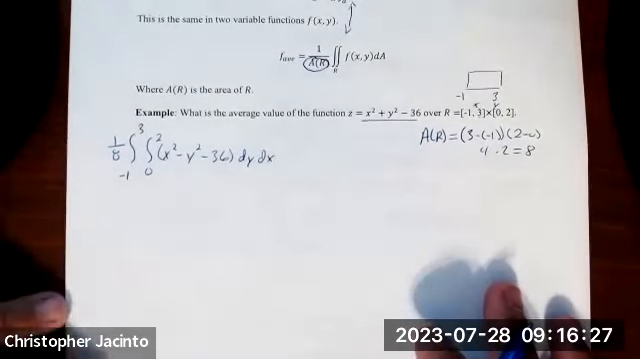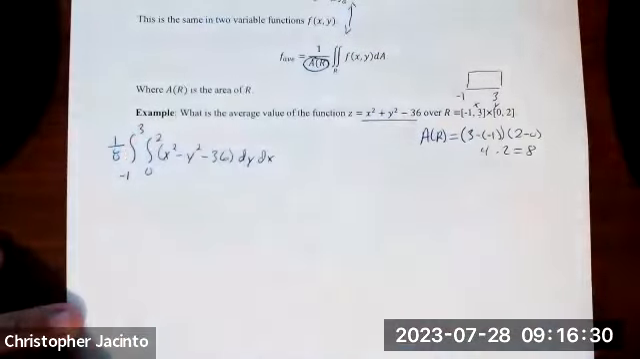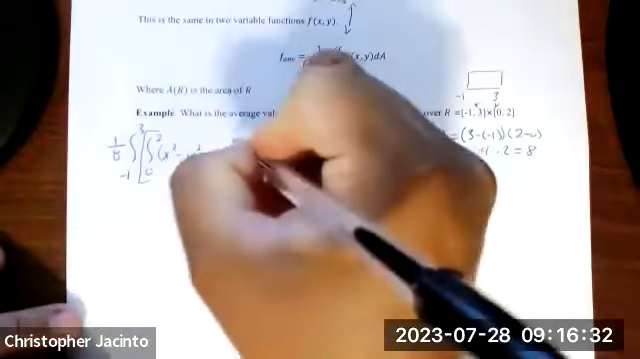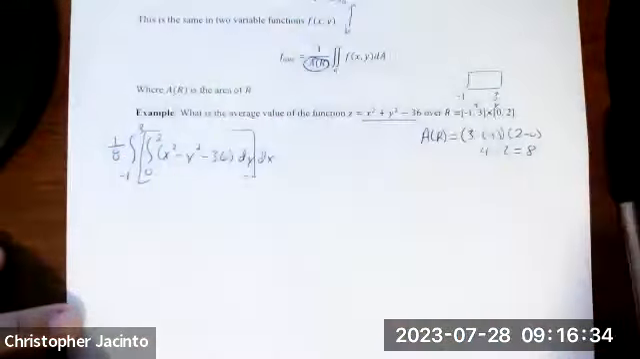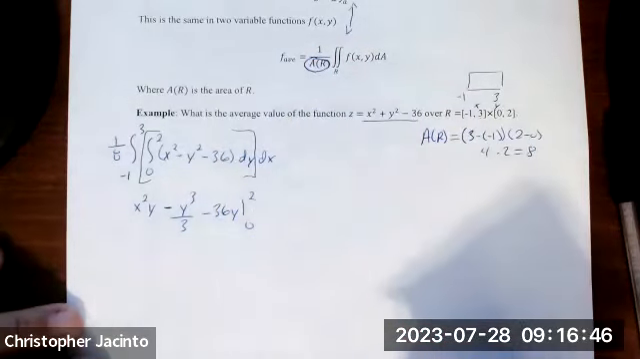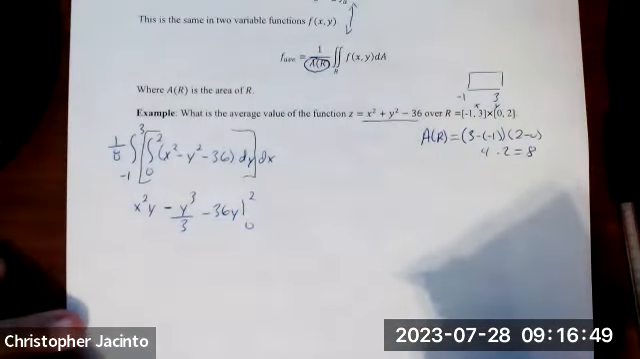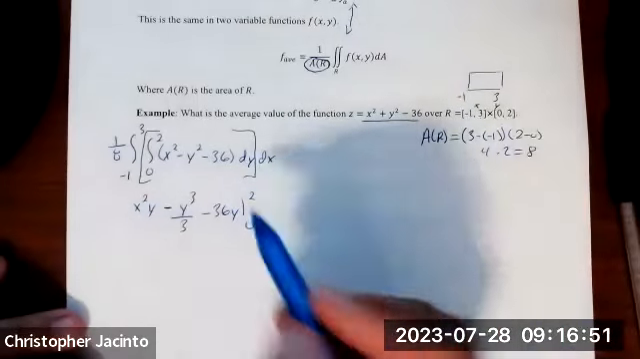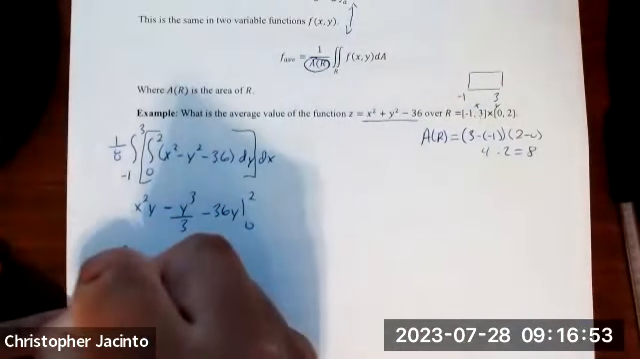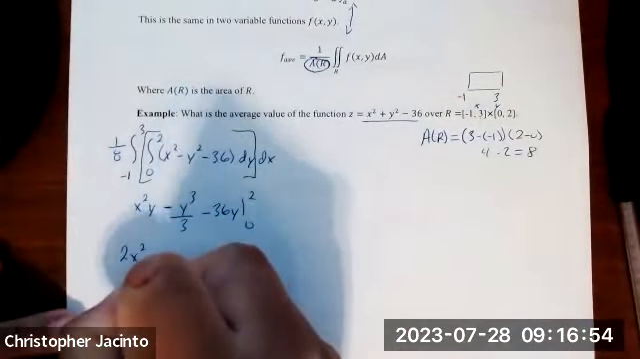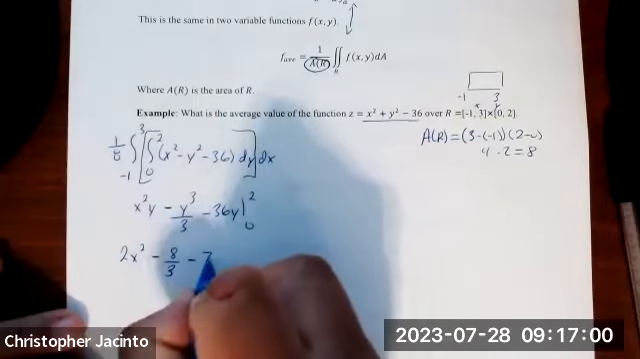Good. And now we just integrate like normal. First we'll take an integral with respect to y. So that's going to be x squared y minus y to the 3rd over 3 minus 36y, evaluated at 0 and 2. Notice 0 just goes away, so it just depends on 2. So we're going to have 2x squared minus 8 over 3 minus 72.